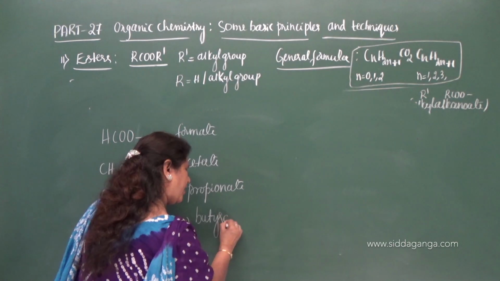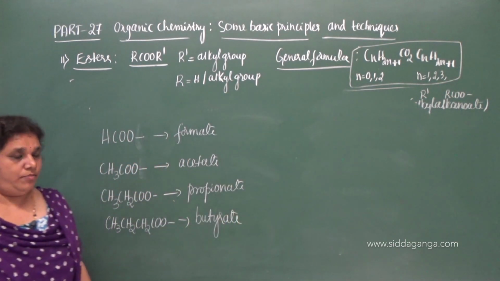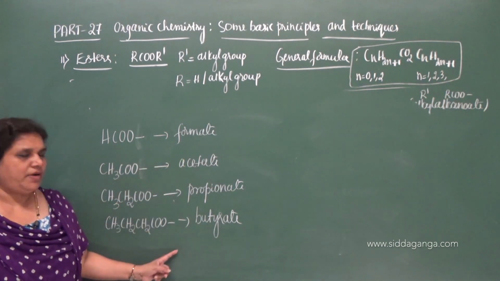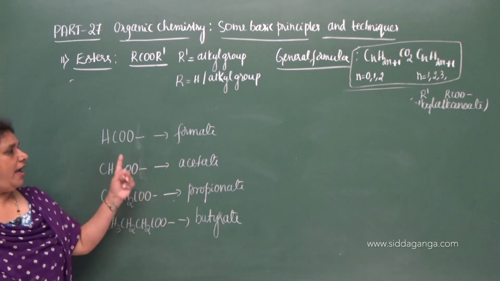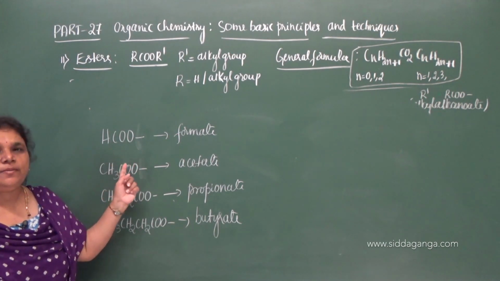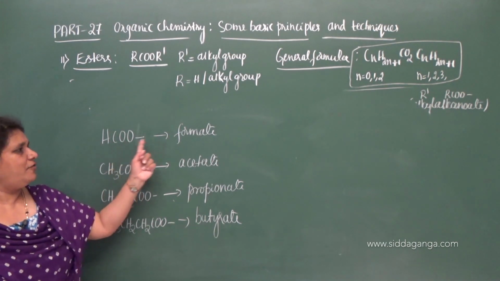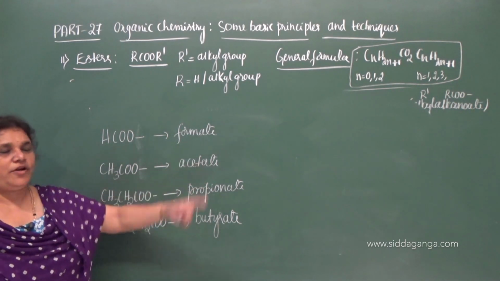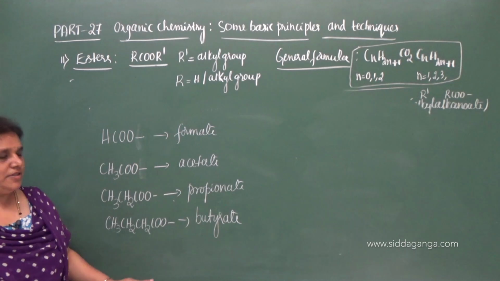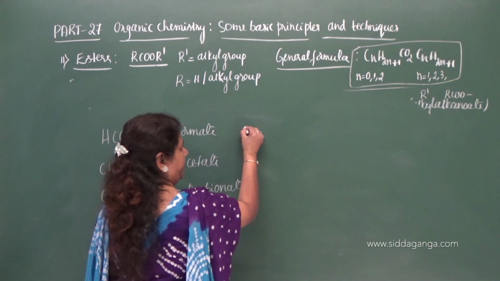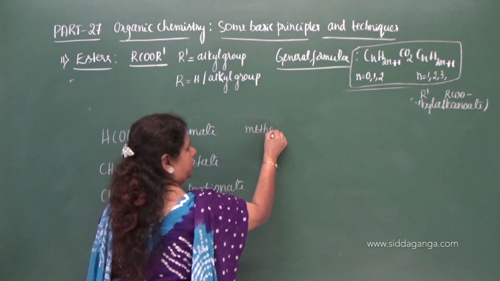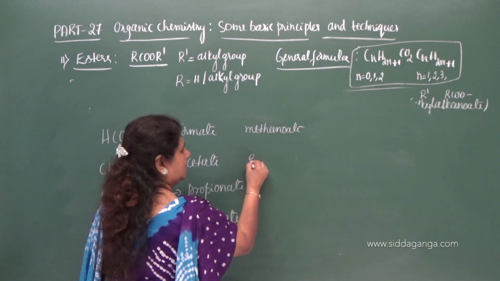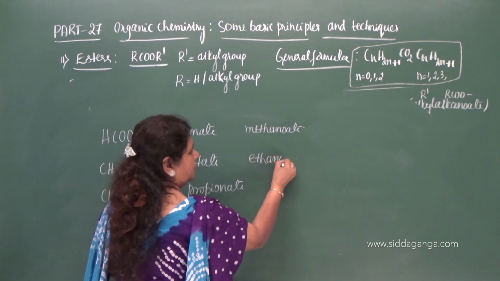Butyric acid, then you will get butyrate. So you have to remember the names of these groups, and of these, two are very, very important. HCOO is formate, CH3COO is acetate. Now write the IUPAC names of these groups. Formate, one carbon, therefore it is methanoate. What about acetate? Ethanoate.